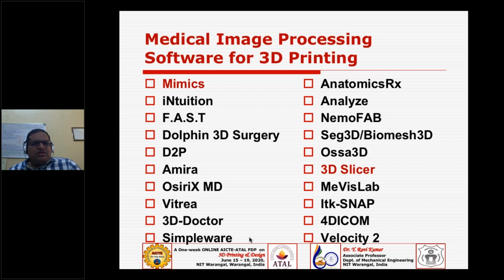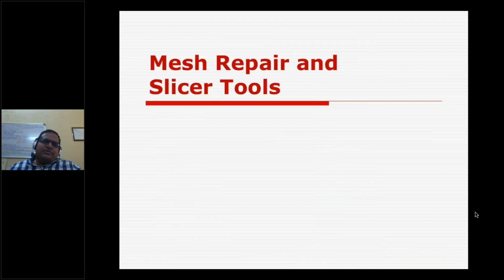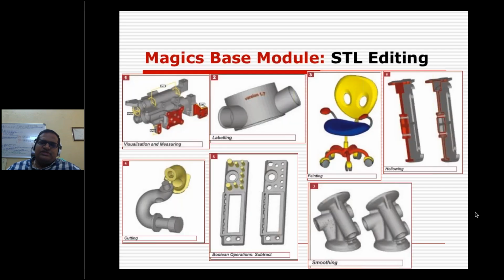Individual softwares may have different capabilities, features, advantages and disadvantages. So to list a few, these are the medical image processing softwares for 3D printing. And then we'll talk a bit about mesh repair and the slicer tools. So mesh repair, in order to correct your STL files, or if you want to add some text onto them, or you want to measure.